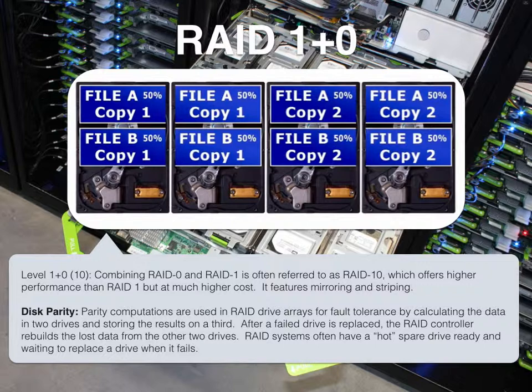So parity computations are used in RAID drive arrays for fault tolerance by calculating the data in 2 drives and then storing the results on a third. After a drive fails, it's replaced by the RAID controller, which builds the data up again from the other 2 drives. It's also referred to as having a hot spare drive, which means that you can quickly remove the failed drive and then it can quickly rebuild the data.